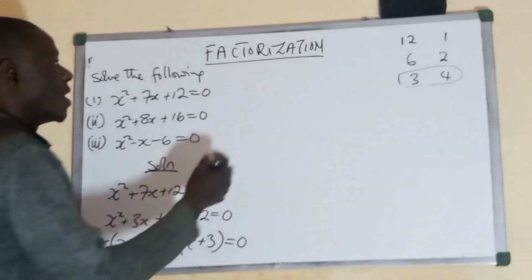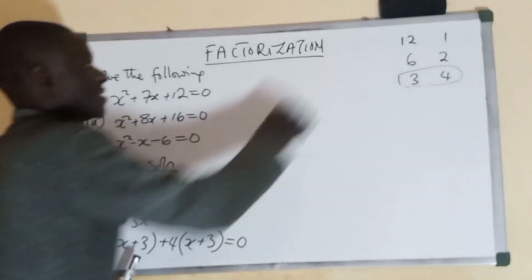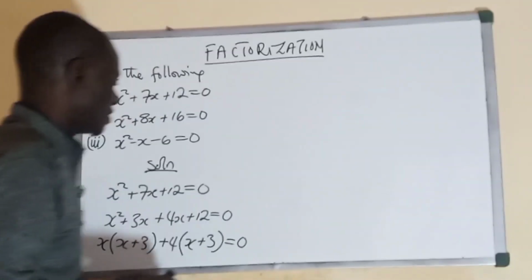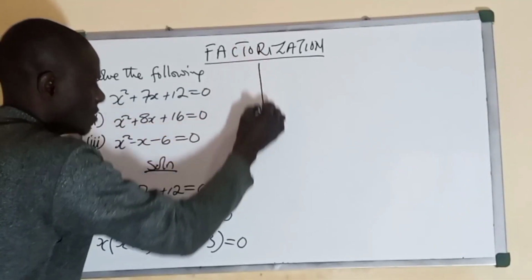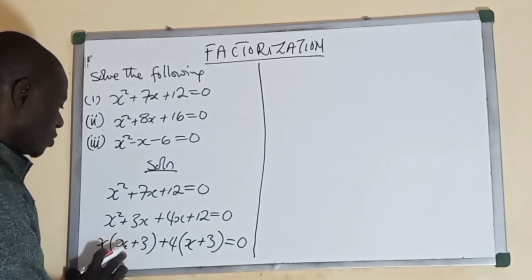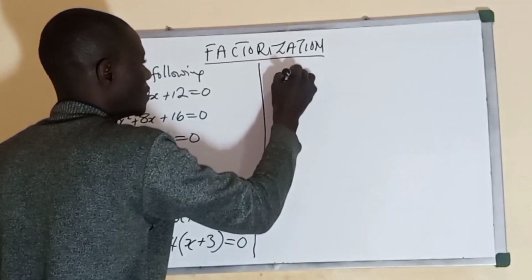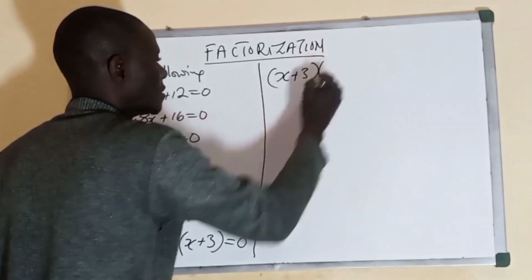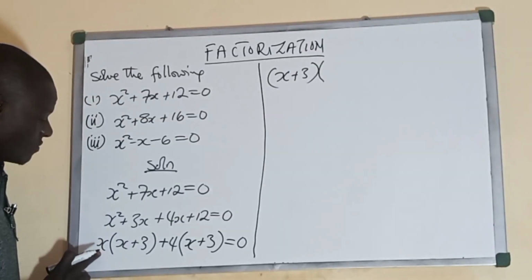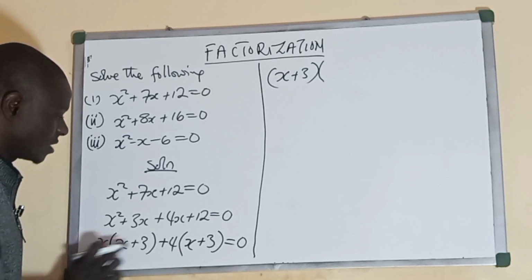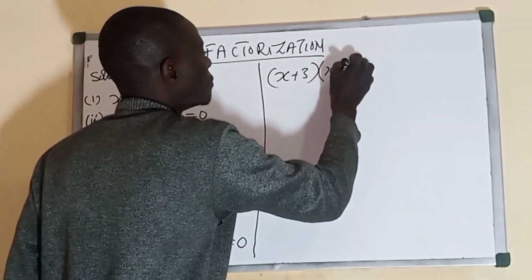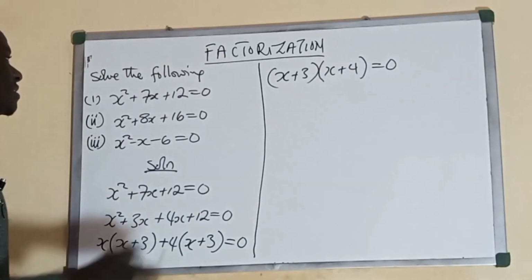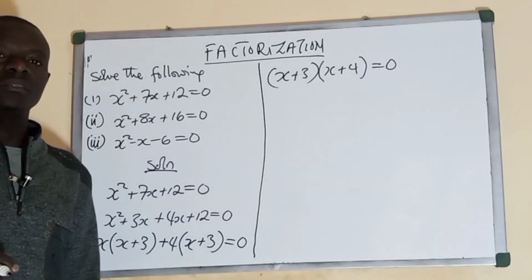So the next thing, we have to take one of the brackets. We take x plus 3. Then we open another bracket, and the numbers outside the bracket, we put them in one bracket also: x plus 4 is equal to 0. We have now factorized this equation.